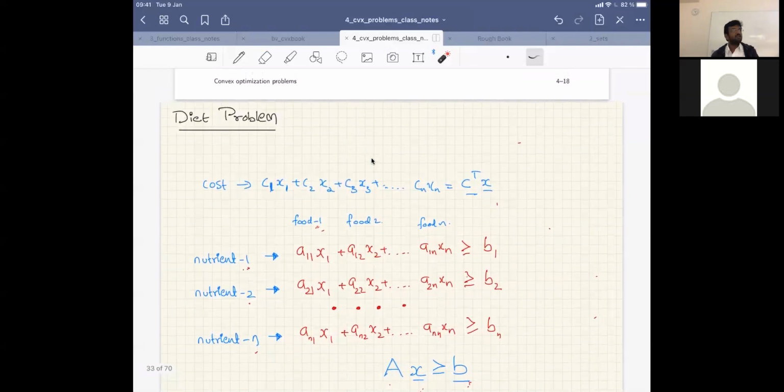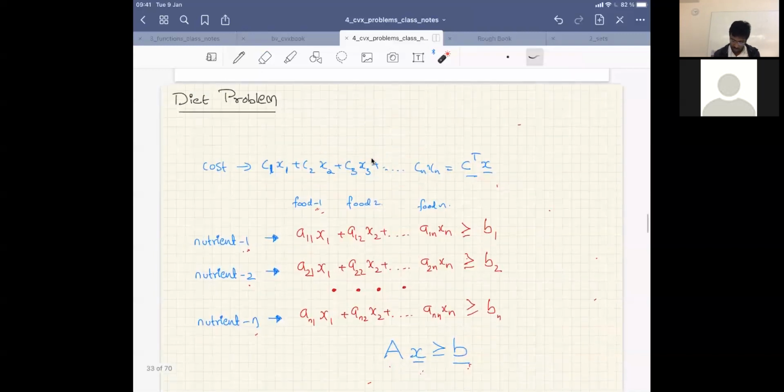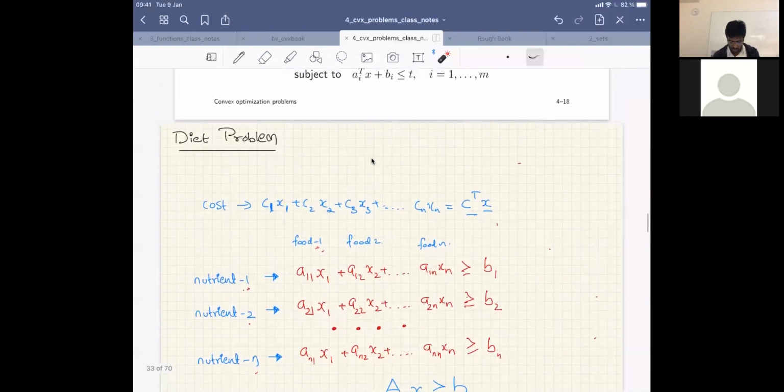First thing is, what are we going to minimize? The price, right? Overall cost. So this is the amount that we are purchasing. So this is the unit that we are purchasing. This is the cost per unit of each food. So then that will be this quantity c1 x1 plus c2 x2, and so on, that we can write as c transpose x. Okay. Now coming to the constraints, this nutrient constraint.